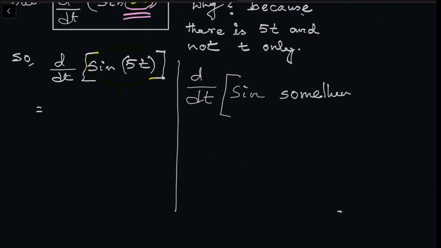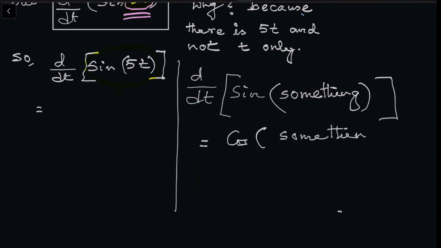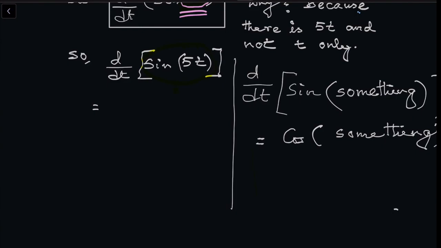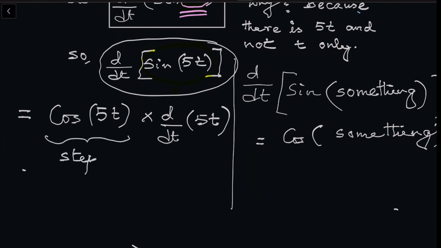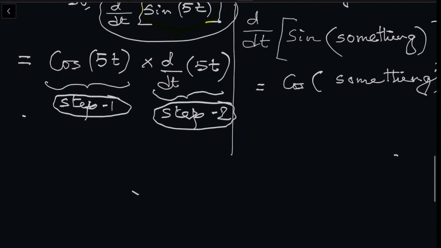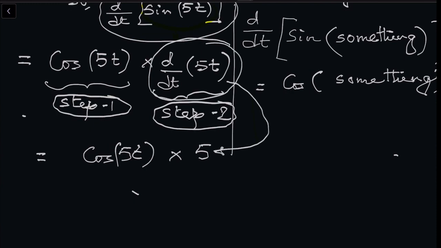If there was sine of something and we had to differentiate it, we know it becomes cos. Remember the story of two brothers? Sine becomes cos. So let us write sine 5t as cos of 5t. But we have to go inside the bracket, that is 5t. After differentiating 5t, we will get 5 only. These are step 1 and step 2 respectively. Now cos 5t into the differentiation of 5t, which is 5. So it finally becomes 5 into cos 5t.